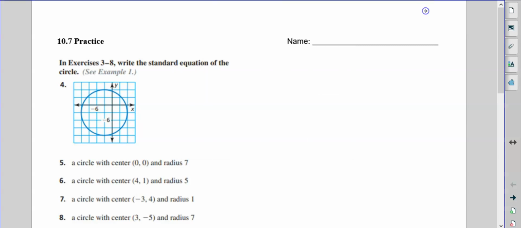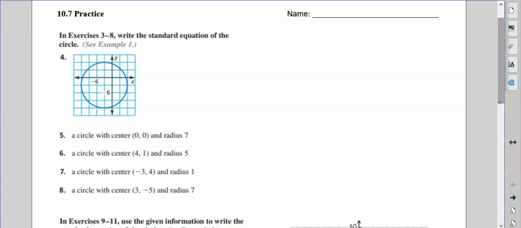All right, 10.7, last section of this chapter. 3 through 8, write the standard equation of the circle. Okay, so first off, we need to find where the center is.